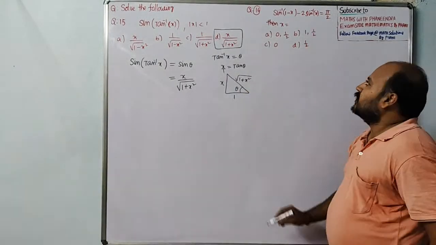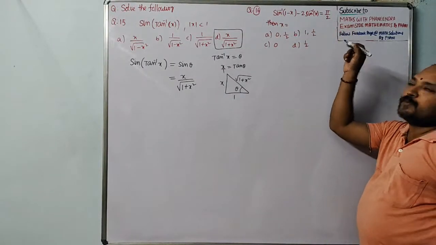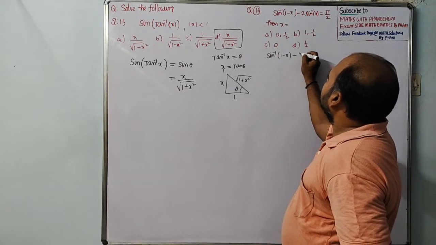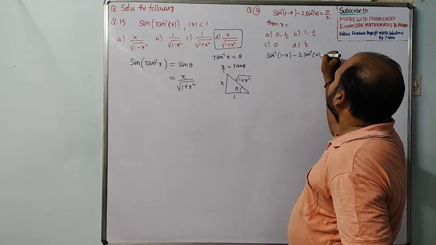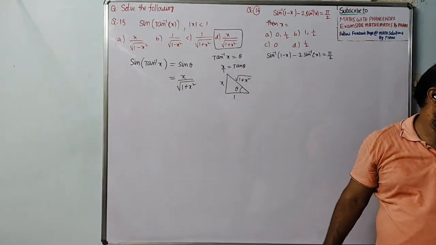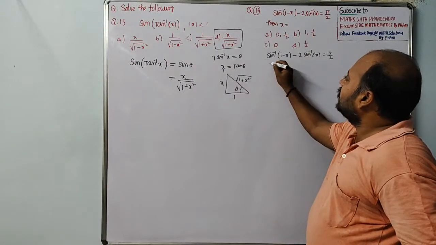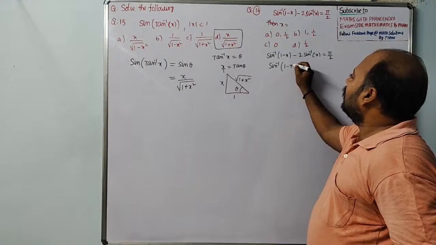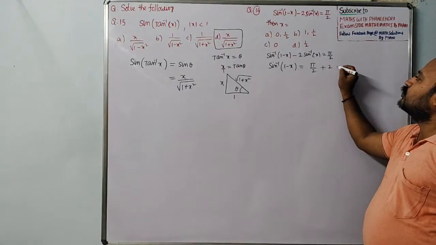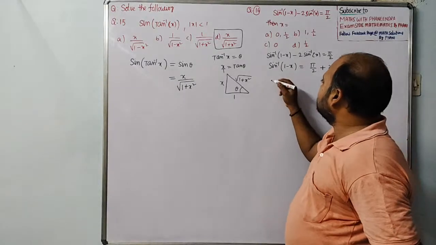Now come to another question here. Sin inverse of (1 minus x) minus 2 sin inverse x equal to pi by 2. So here what I am writing is sin inverse of (1 minus x) minus 2 sin inverse x is equal to pi by 2. So bring the minus 2 sin inverse: sin inverse of (1 minus x) equal to pi by 2, this value bring to the side, means plus 2 sin inverse of x. So we need to convert these values.